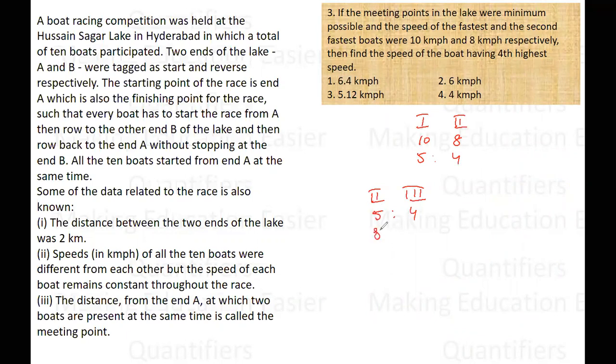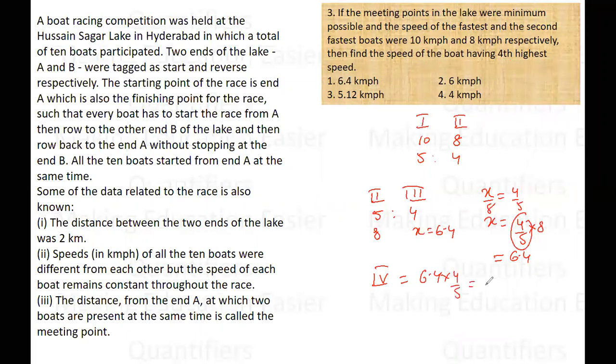So if the second speed is 8 and the third is x, then x over 8 is equal to 4 by 5. x is nothing but 4 by 5 into 8, right? If I solve, that is 32 by 5, so it will be 6.4. So the third speed is 6.4. Similarly, the fourth will be 6.4 into 4 by 5, which comes out to be 5.12 kilometers per hour.